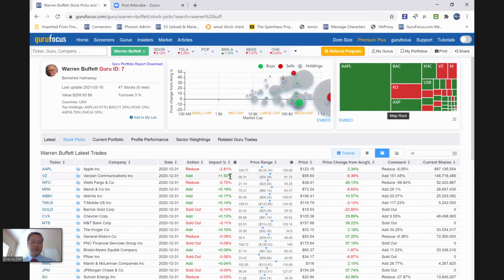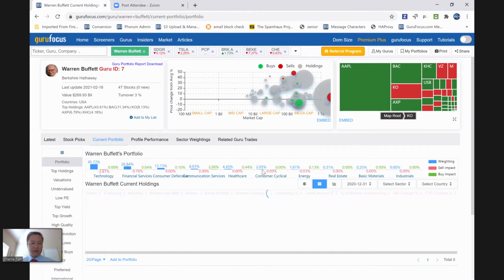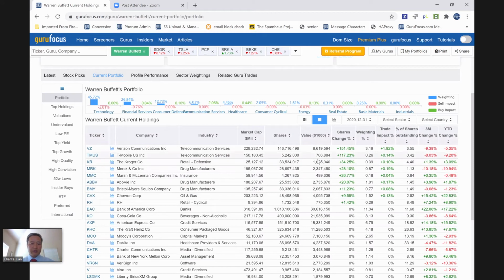It's sorted by the absolute value of the impact. The first one, Warren Buffett reduced some Apple, and the largest position he bought is Verizon. If I look at his complete portfolio, we can see what he bought lately, sorted by default. First one is Verizon, the second one is T-Mobile, then Kroger, Merck, Marsh and McLennan, the insurance broker company, and AbbVie.